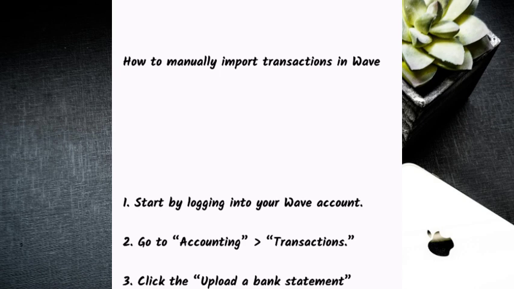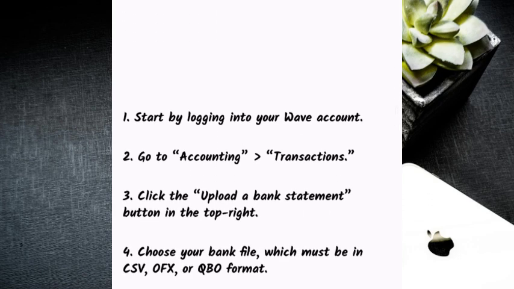First thing we're going to do is start by logging into our Wave account, and once we're logged in, next is to go to accounting and then transactions. Now we're going to click the upload a bank statement button that's in the top right, and then just choose your bank file, which of course must be in file format CSV, OFX, or QBO.